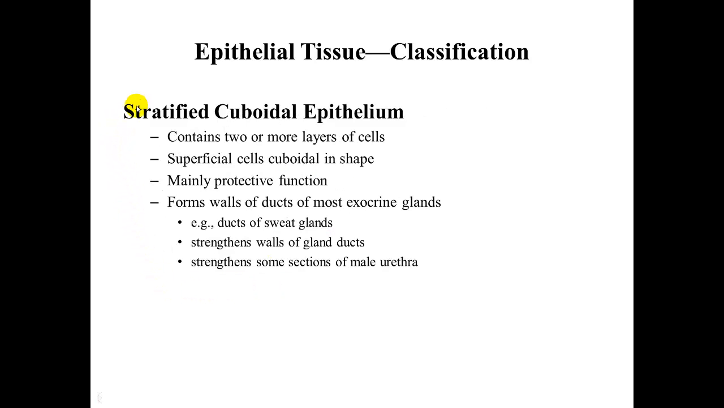Next, we have stratified cuboidal. Stratified again meaning many layers. Cuboidal is the shape of the cell, and we are still in the epithelial tissue. They contain two or more layers of cuboidal cells. The superficial cells, those cells at the apical surface, are cuboidal in shape. They have a mainly protective function. They can form the walls of ducts of most exocrine glands, for example the sweat glands. They strengthen the walls of the gland ducts, and you can also find them in some sections of the male urethra.